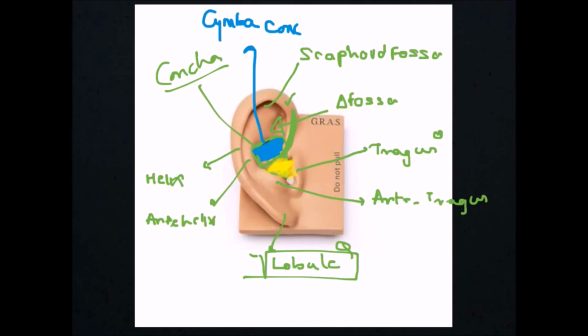So what is the importance of cymba concha? Just consider you are seeing a patient of acute mastoiditis. When there is acute mastoiditis and we press this portion, cymba concha, there will be tenderness at this side. So cymba concha is an anatomical landmark for mastoid tenderness. That means it is an anatomical landmark for the mastoid antrum. Now my question to you is, what is the surgical landmark for the mastoid antrum?